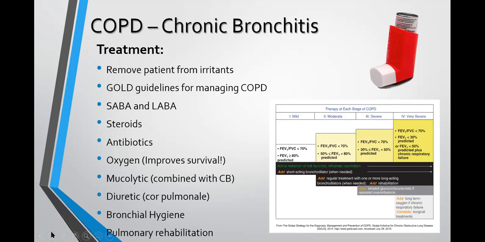Which are bronchodilators, short-term bronchodilators and long-term bronchodilators. We give them steroids, right? Because bronchitis is inflammation and steroids treat inflammation. Antibiotics, because a lot of times their white blood cell count might be up, so we might give them an antibiotic. Oxygen, a mucolytic, right? Diuretic, if they have a water problem, a problem with retaining water, we can give them a diuretic.